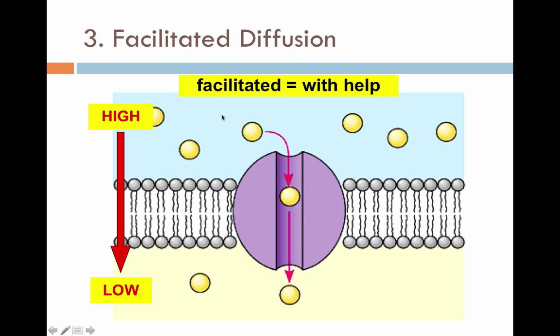This is why it's called facilitated diffusion and not just diffusion. Normal diffusion is when molecules can go straight through the plasma membrane, straight through the phospholipids. But big molecules need help, and to facilitate means to help. So what helps them move through the plasma membrane are these proteins. So big molecules moving through proteins from a high concentration to a low concentration is called facilitated diffusion.